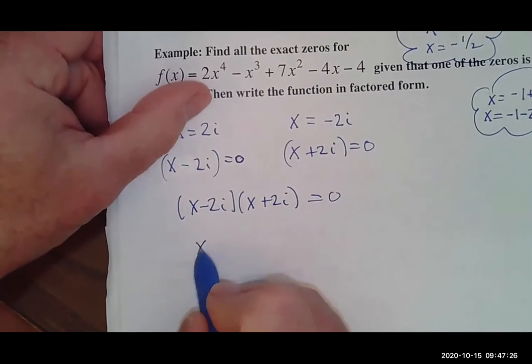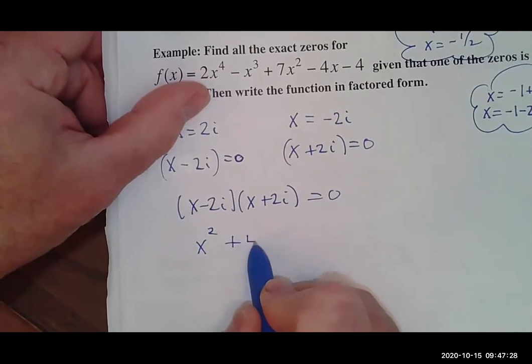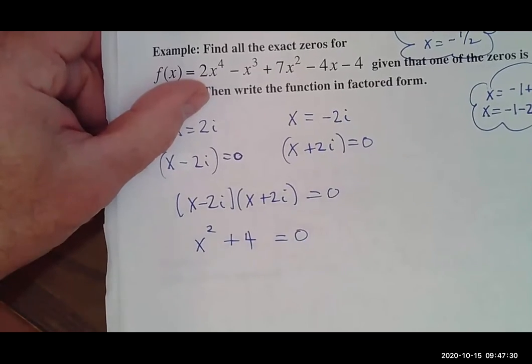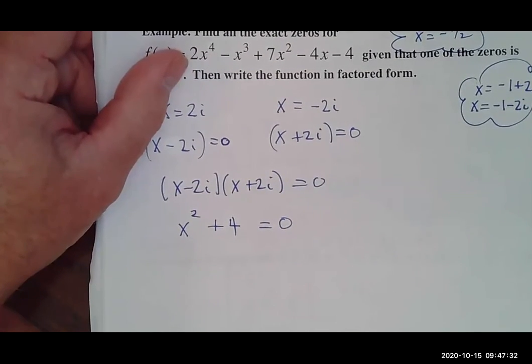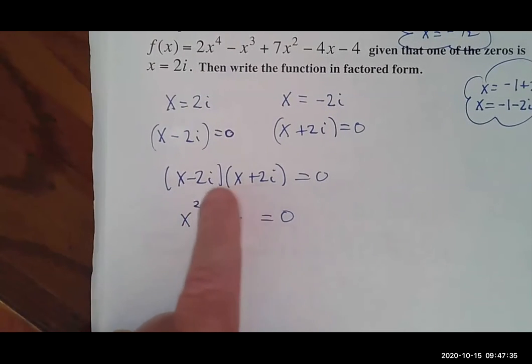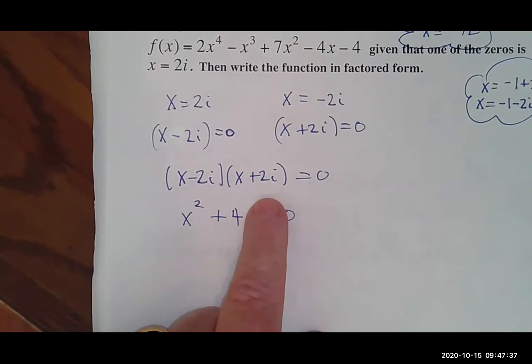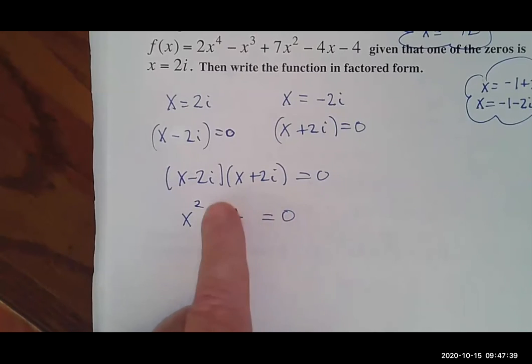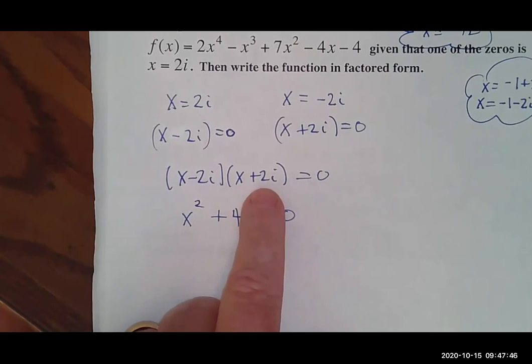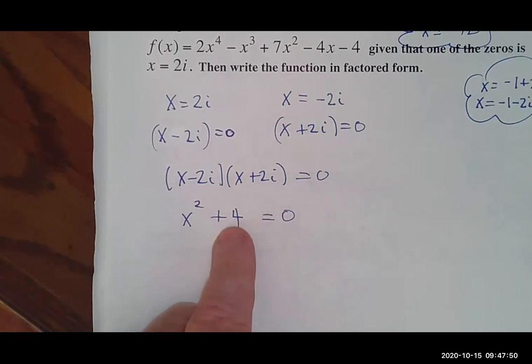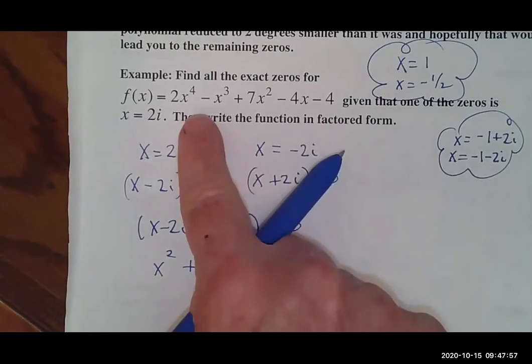Foil. And you'll end up with x squared plus 4 at the end when you do that. Remember negative 4i squared and i squared is negative 1. I'll say it again. If you do the last term right here, negative 2 times 2 is negative 4. i times i is i squared. i squared is negative 1. So it's negative 4 times negative 1 is positive 4. And now I'll use long division with this on that.